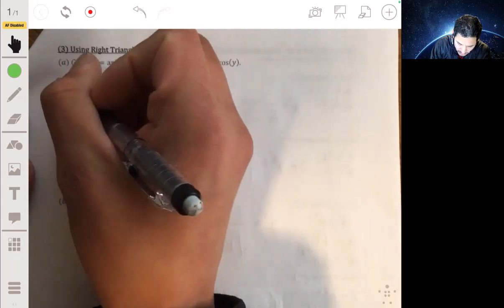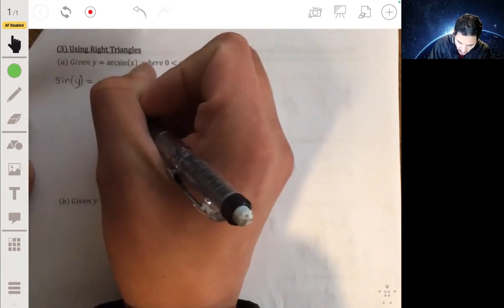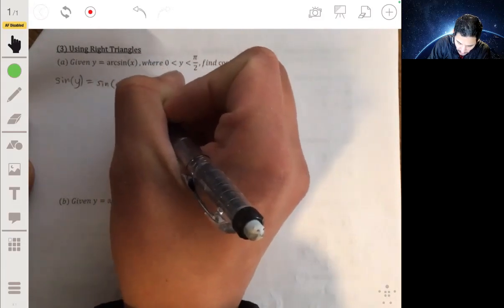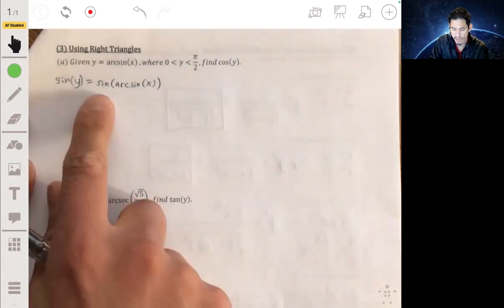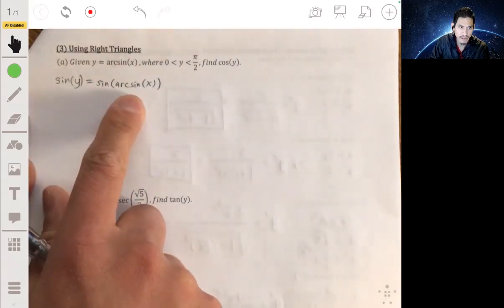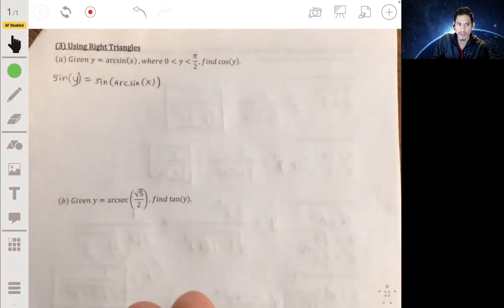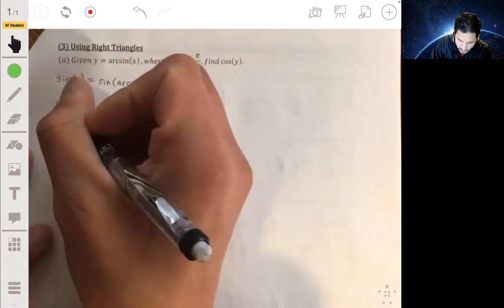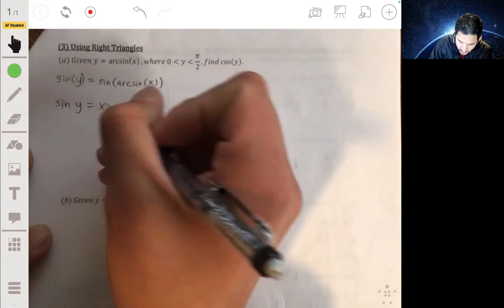So the sine of y will be equal to the sine of the arc sine of x. But if you take the sine of the arc sine of x, that just undoes what the original function does to it. So it just becomes the sine of y is equal to x.